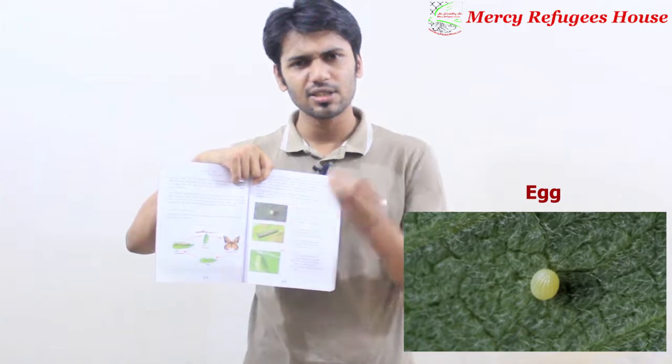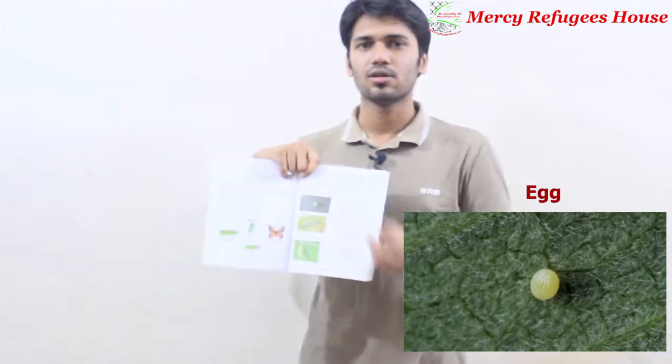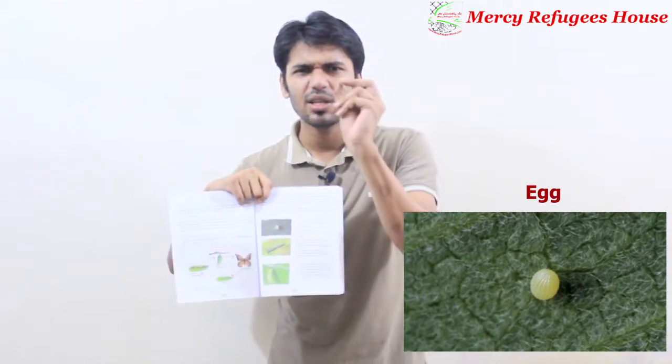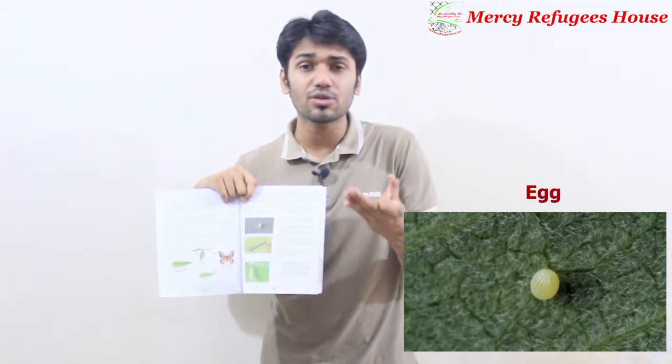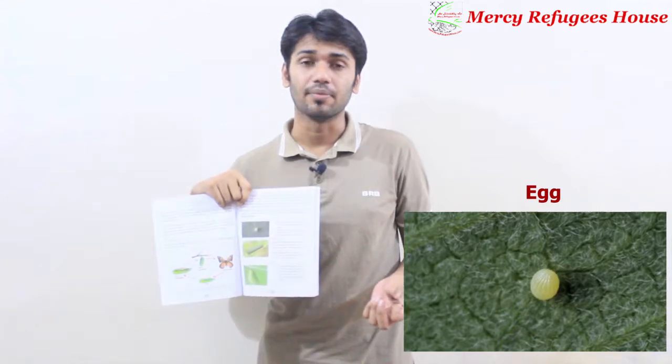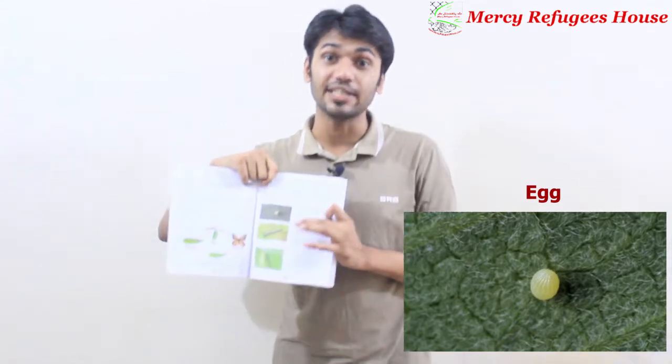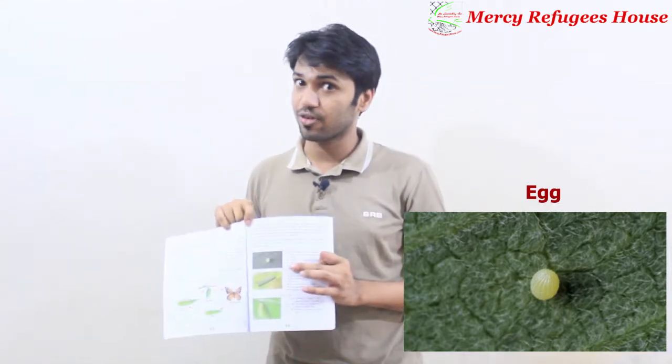Okay, look at this. It's pretty small. It's not this big. It will be less. It will be even smaller. We cannot see it all the time. If we enlarge it, we'll see it like this. So this is the egg of the butterfly.